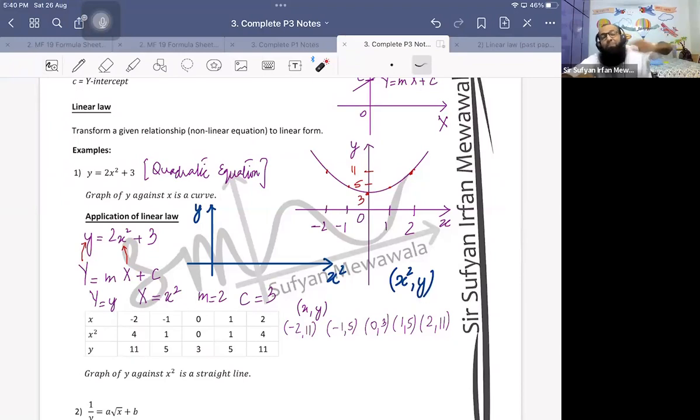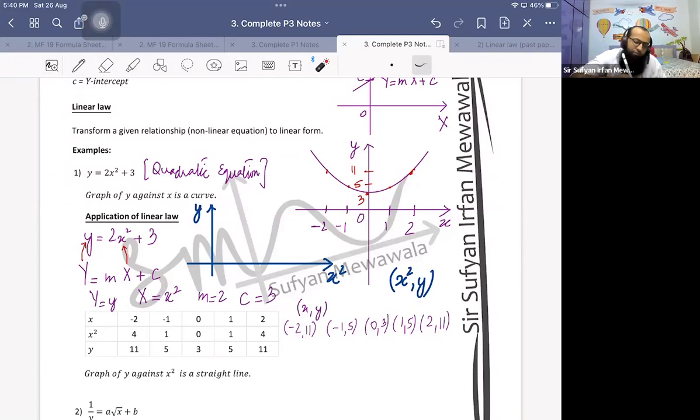So we'll say the graph of y against x square will be a linear line. Because we have changed the axis, that is why now we'll not be seeing a curve. Rather, we'll be seeing a straight line. Because we have used linear law and then we have transformed it into linear form.